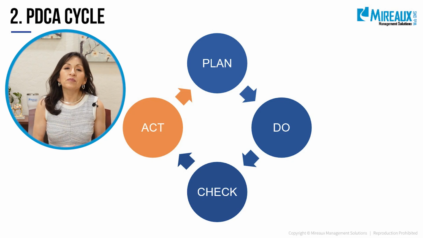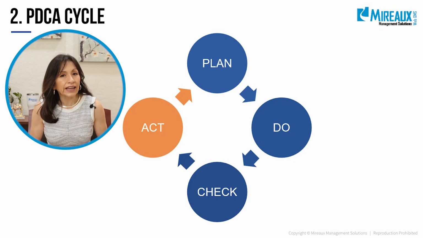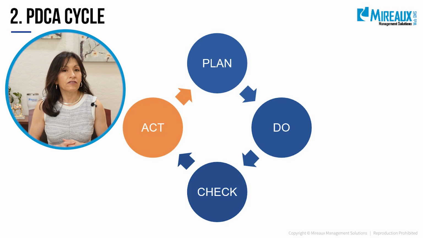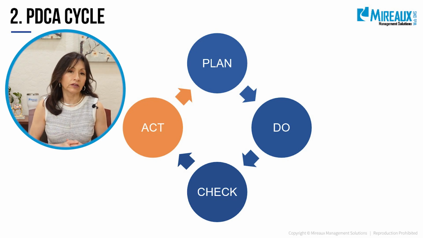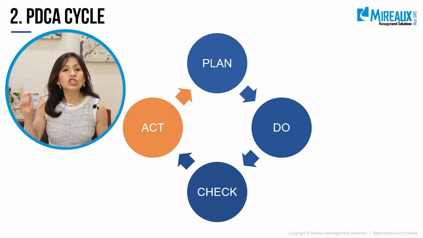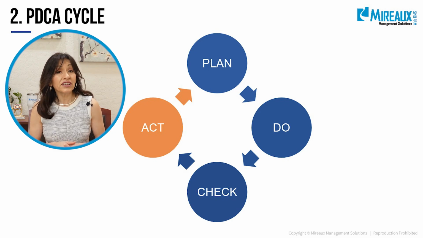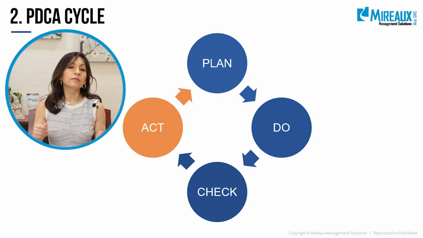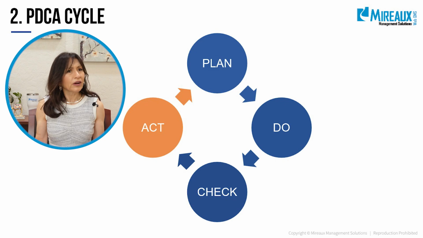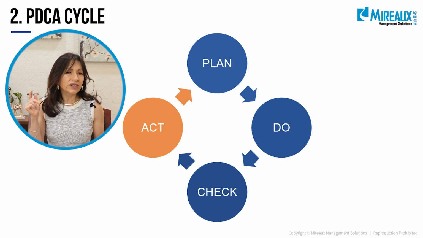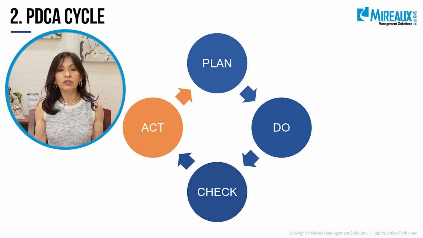Second is the famous PDCA cycle. This is an iterative 4-step management method used for the control and continual improvement of both processes and products. It is classic for a reason. As the slide shows, it involves plan. Figure out your goals and how you'll get there, what processes you need.